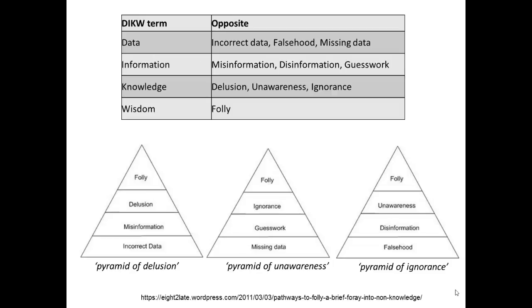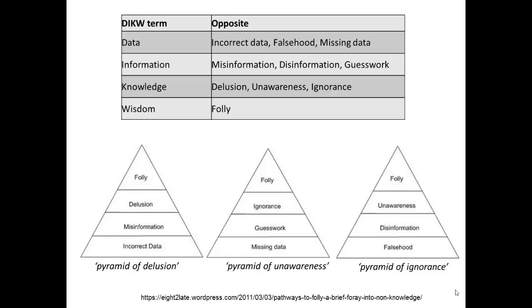If you've got missing data instead of information, you have to do some sort of guesswork to fill in those missing values. Ignorance follows. Pyramid of ignorance: some data is just plain wrong. So if you've got false data, it is disinformation, it is unawareness. So just bear that in mind: that perfect little model of Ackoff's, the reality is a lot dirtier and a lot messier.